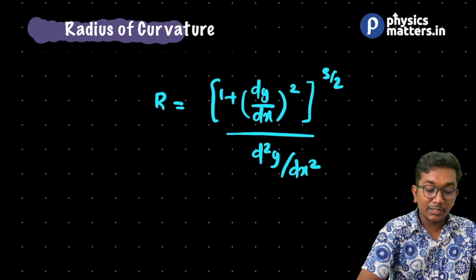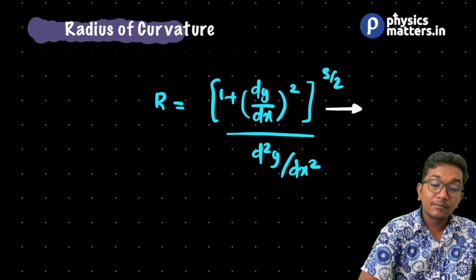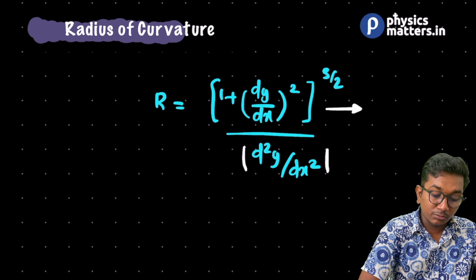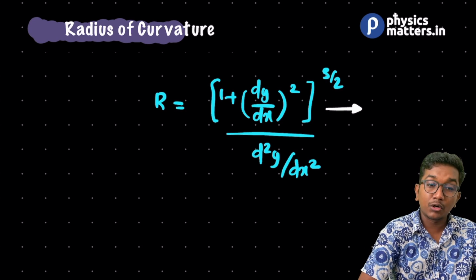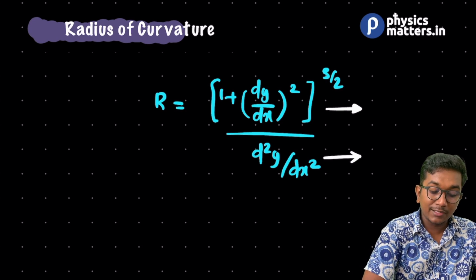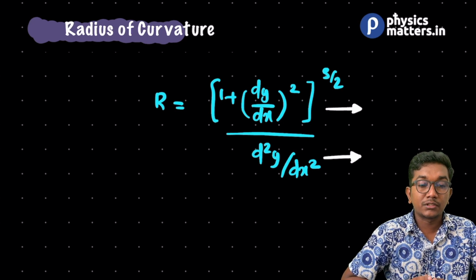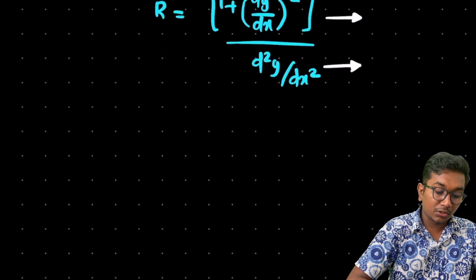So basically, you can understand that this numerator part cannot be negative, right? So it depends on this value. As you can see, I'm not taking the modulus of it, but it depends on this value. So whether the radius of curvature R is negative or positive, we can understand. Okay, let's talk in detail.